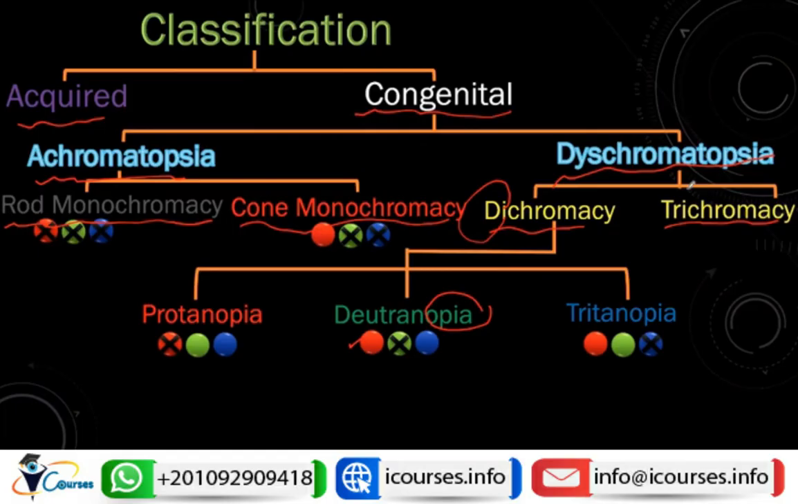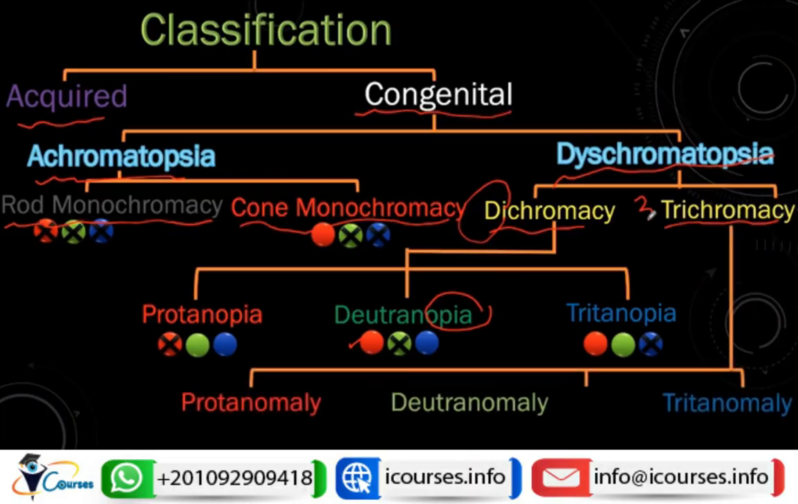Trichromacy means that the patient can see the three colors. So where is the problem? The problem is that there is a single color which is not functioning very well. So there is some anomaly in this function or in this cone. It can be further divided into protanomaly, deuteranomaly and tritanomaly. Protanomaly means that the patient can see the blue and the green very well, and there is a defect in the red cones. This defect is not a complete defect, so there is no complete absence of the red cones, but they are not functioning very well.